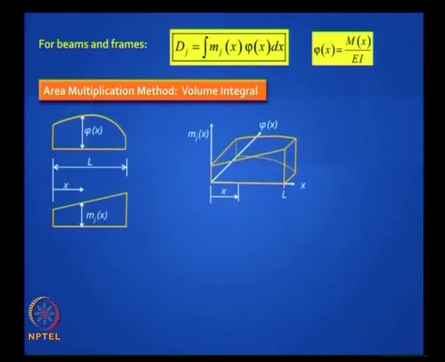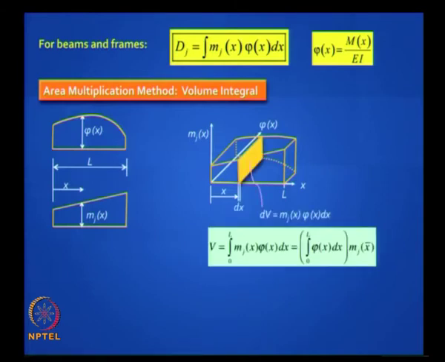and you can invoke what is called the area multiplication method. By taking a slice of that volume, you will find that the local elemental volume dV is m_j(x) into phi(x) into dx. It is very easy to understand this, and actually you are integrating over the length of that element. Is it clear? So you can do this.